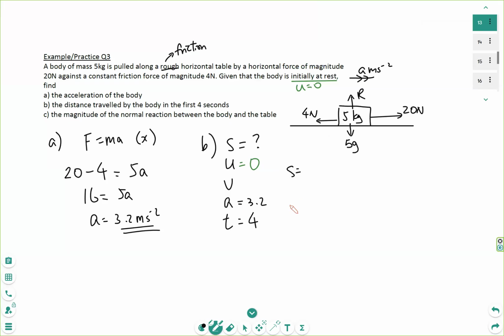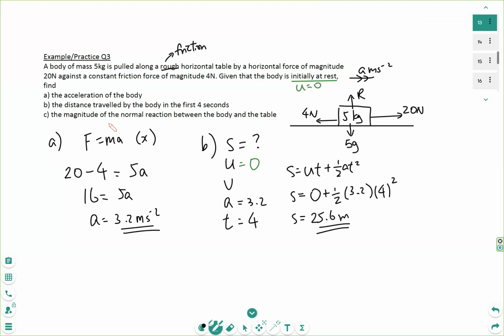Initial velocity is 0, so use the formula without v. S equals ut plus a half at squared. So s equals 0 plus a half times 3.2 times 4 squared. Put the whole thing in the calculator, s is 25.6 meters.